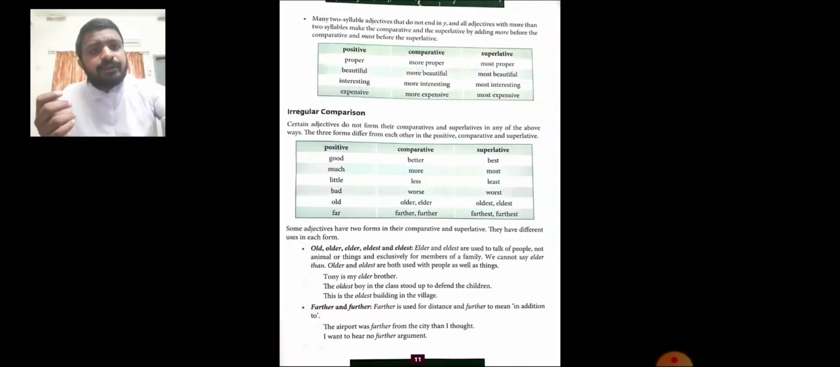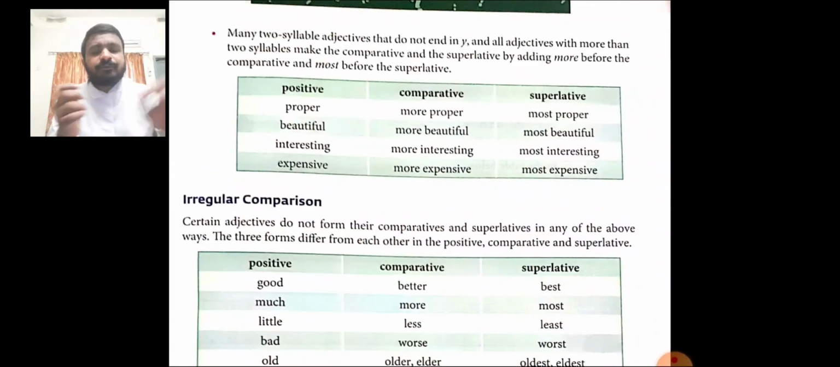Now the next one. You might have heard about syllables, that means a unit of pronunciation with at least one vowel in a word. Then if there are two syllables that do not end with Y, then we need to add more or most. More with the comparative, then most with the superlative.